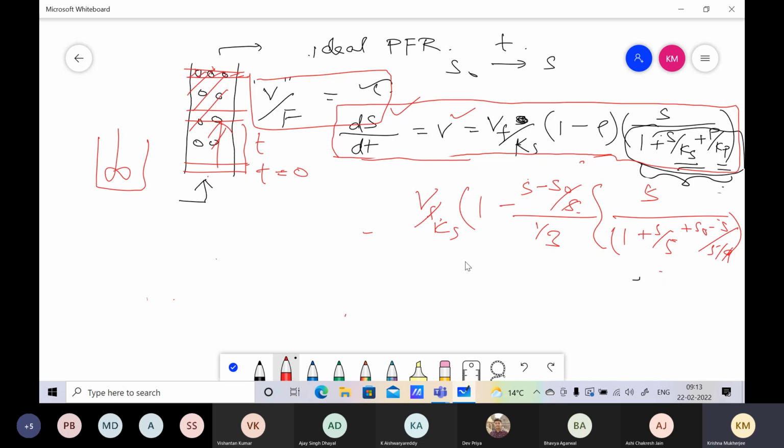Sir, I had a doubt: what will be the limits of the dS? What limits do we take, lower and upper limits for S? What was the starting point of S? Sir, S0. So remember that the input, what is S0?